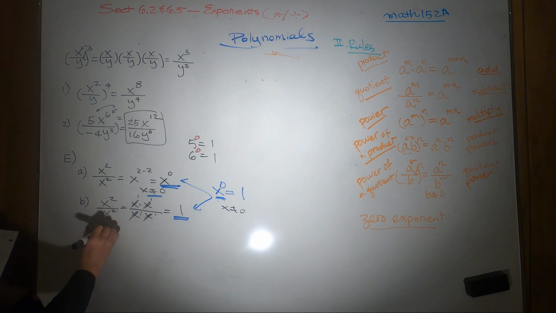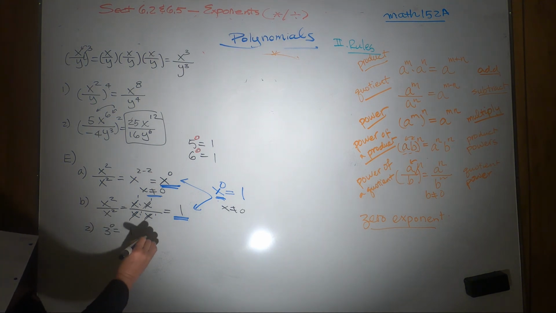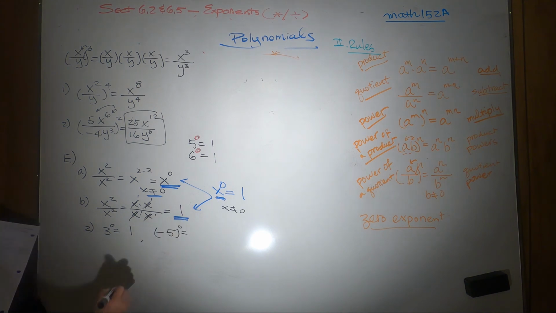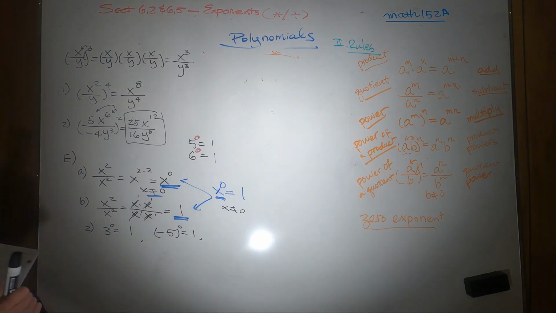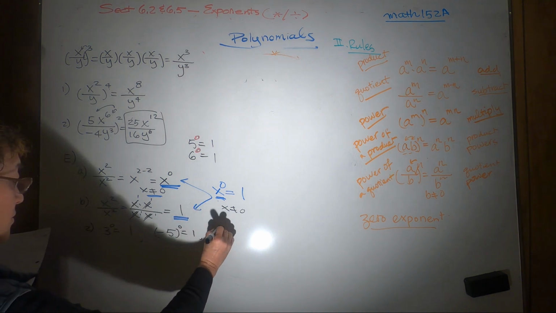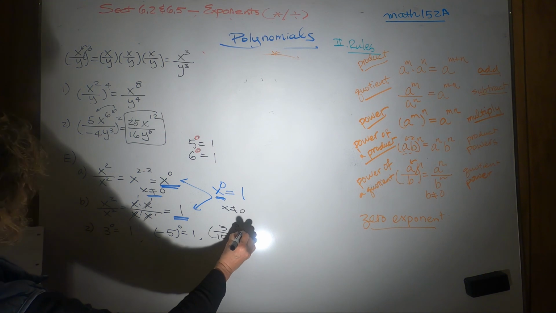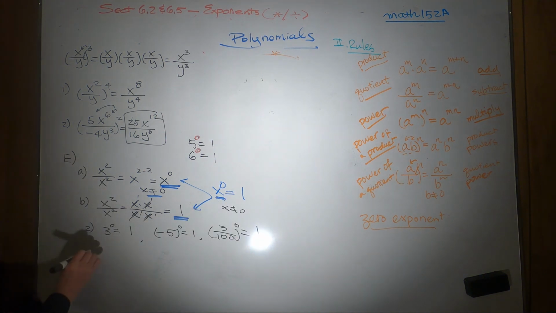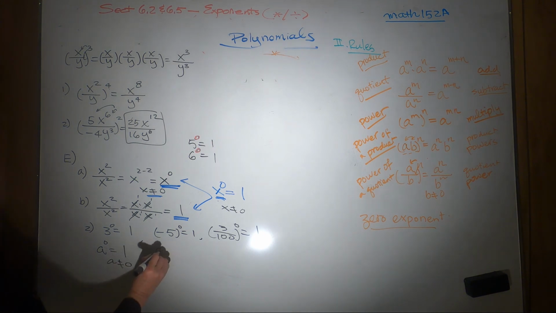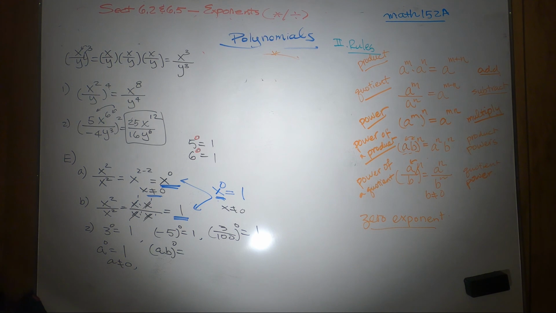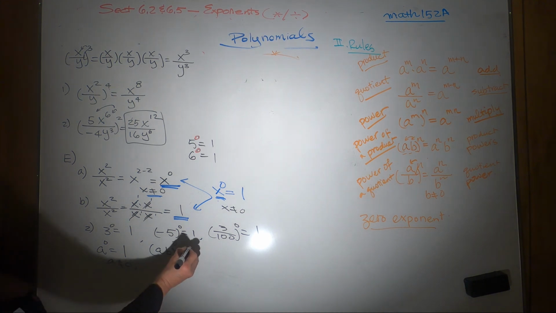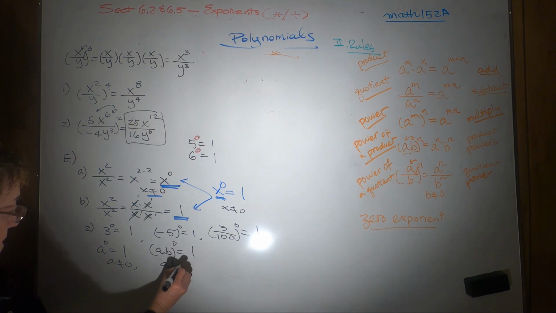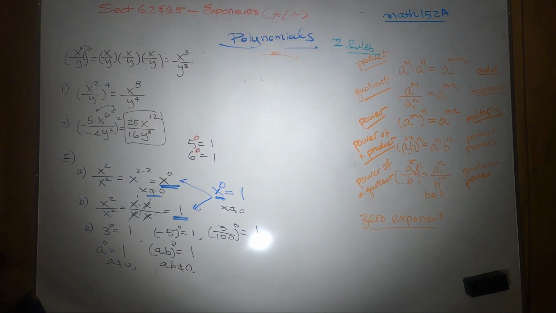Okay? So we say 3 to the 0 power is what? 1. Negative 5 to the 0 power should be 1, right? Anything, if it's not 0. So how about 3 to the 100 to the 0 power? It should be 1, right? And a to the 0 power is 1. Of course, the base is not 0. How about ab to the 0 power? Anything to the 0 power should be 1, but the base cannot be 0, right?